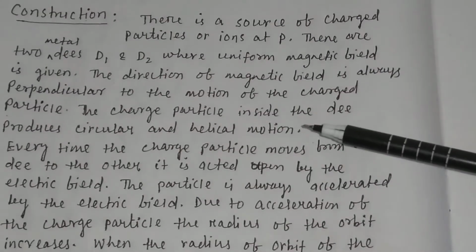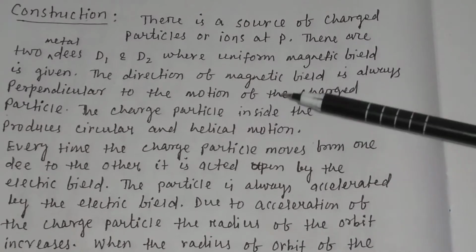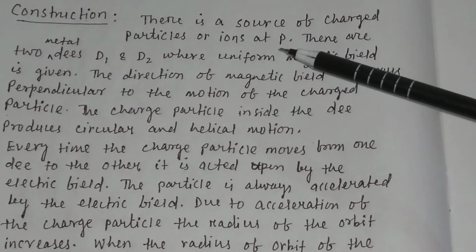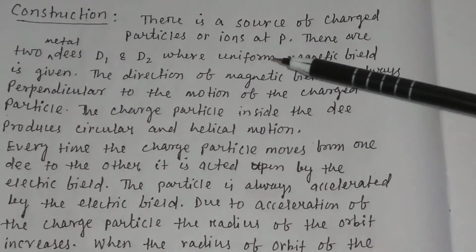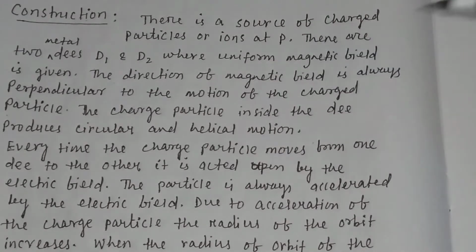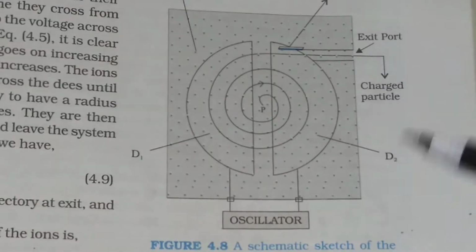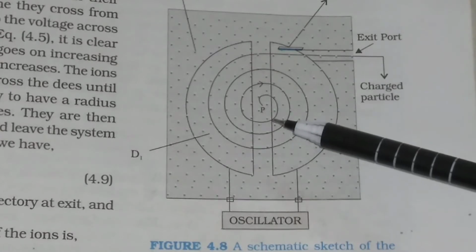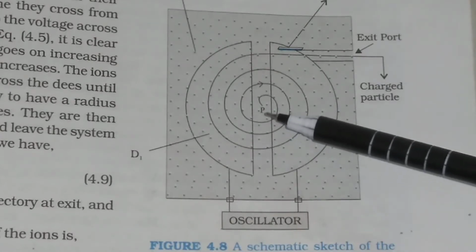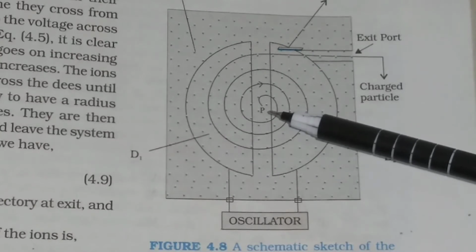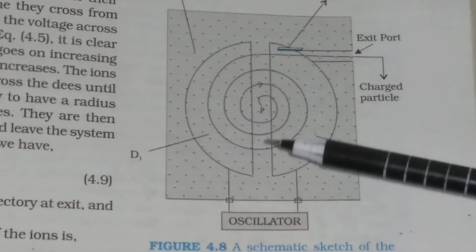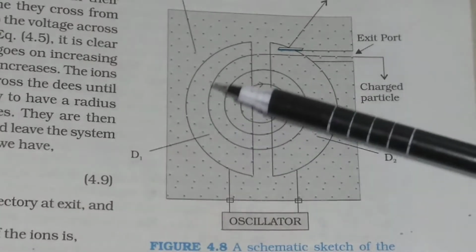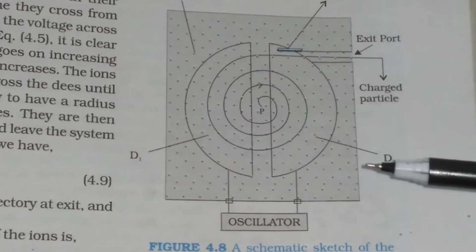Now let us discuss the construction of the cyclotron. In a cyclotron, there is a source of charged particles or ions at a position P. You see in this figure, this is the position P, which is the source of charged particles, and there are two D's. This is one D and this is another D. You may say this is D1 and this is D2.